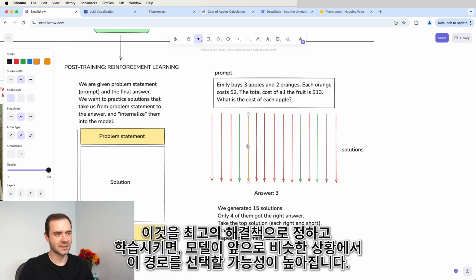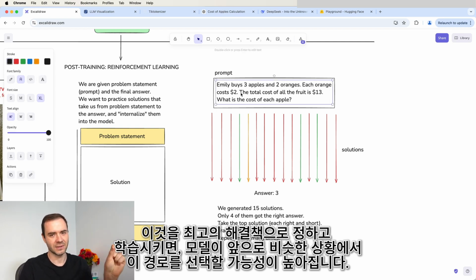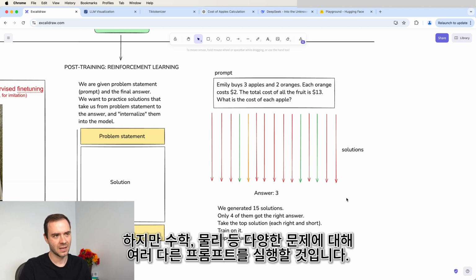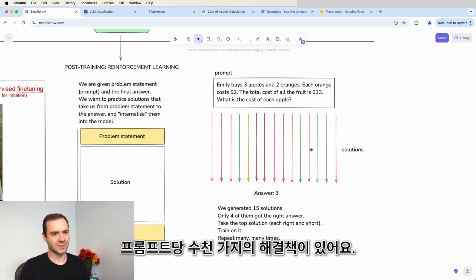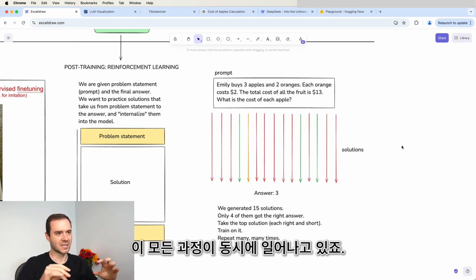But we're going to decide that this is the top solution. We're going to train on it, and then the model will be slightly more likely, once you do the parameter update, to take this path in this kind of setting in the future. But you have to remember that we're going to run many different diverse prompts across lots of math problems and physics problems and whatever there might be. So tens of thousands of prompts maybe, have that in mind. There are thousands of solutions per prompt. And so this is all happening at the same time.